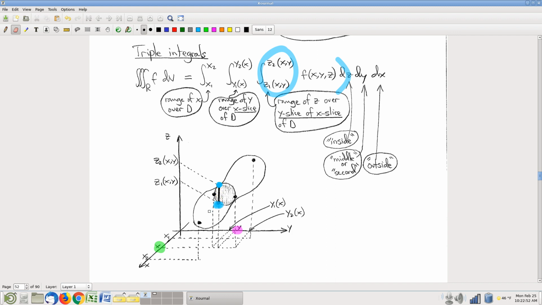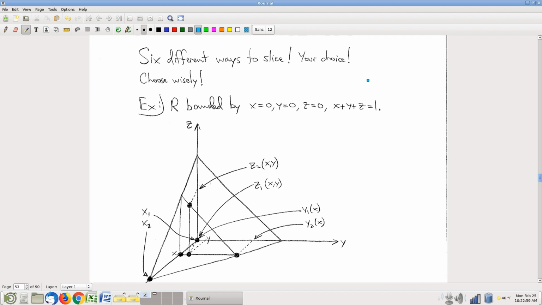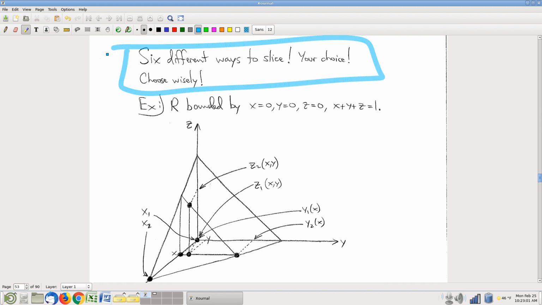Okay, so let's get our hands dirty and actually do one in practice. By the way, note, you do have 6 different choices here of how to do your slices. With double integrals, of course, there's only 2 choices. Which one's first? But with triple integrals, there's the 3 choices of which one's on the outside, and then, of course, you have remaining 2 choices for which one comes next. Right? So 3 times 2 is 6. So that's a lot of choices.